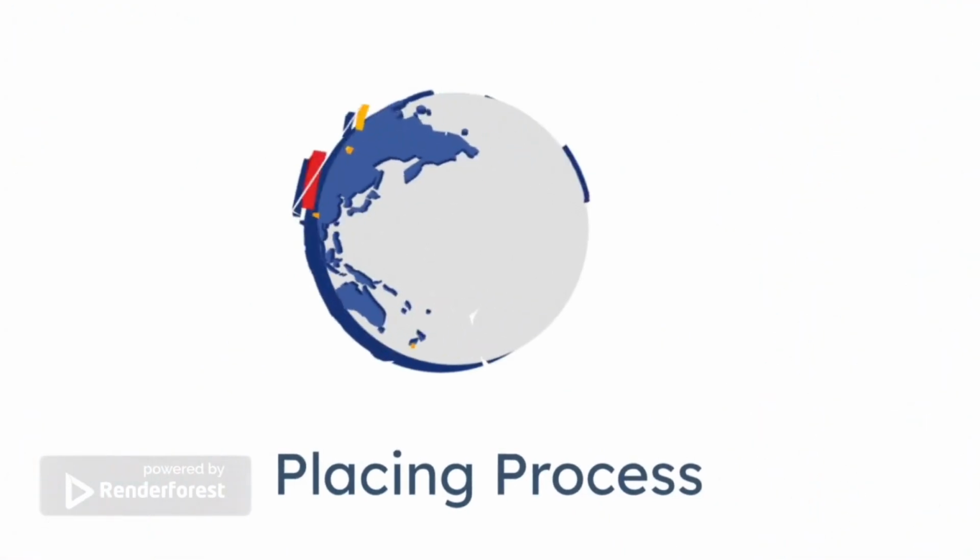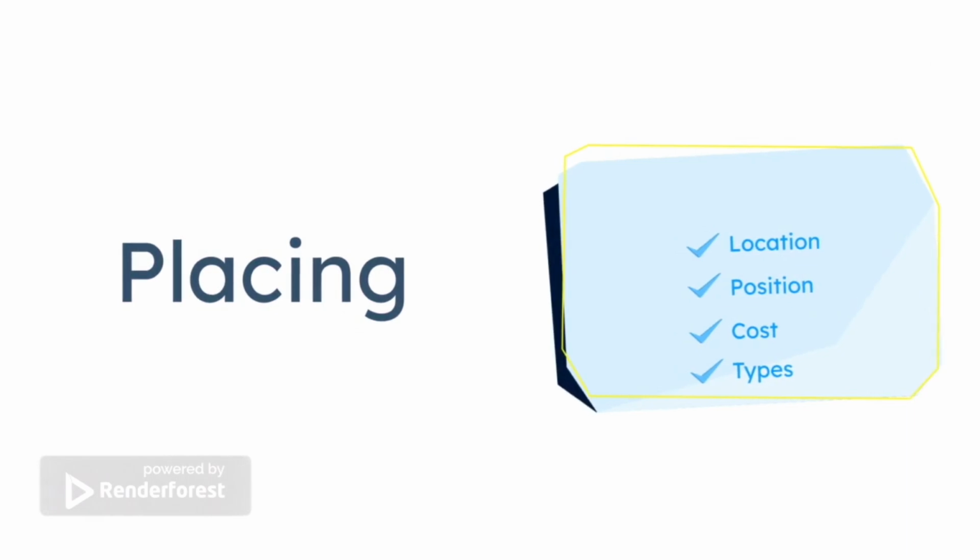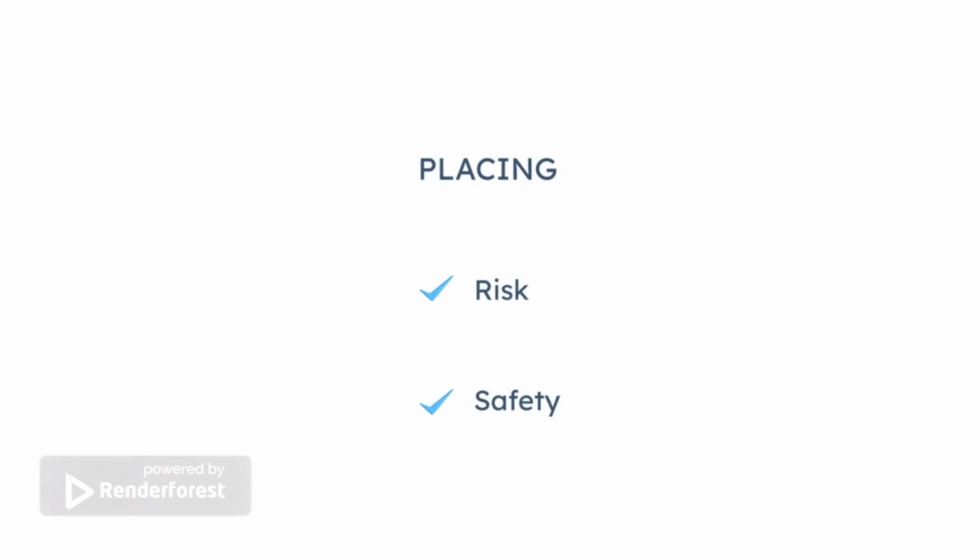Moving on, we have the placing process, which includes location, which means rent will be expensive if the location is in the center, position, cost, and types, and two other important factors in distribution, which are risk and safety, which require more cost for bodyguards and security technology.